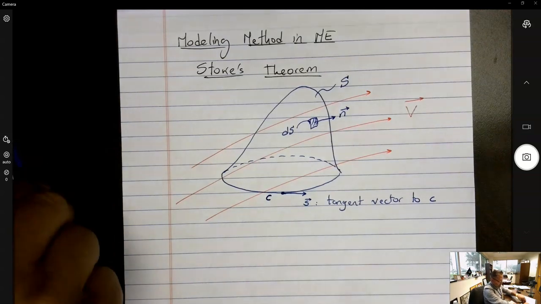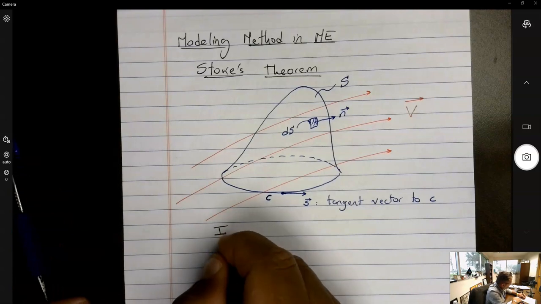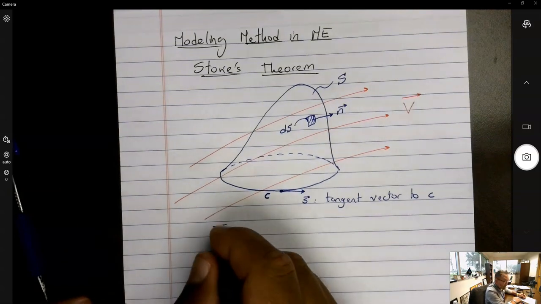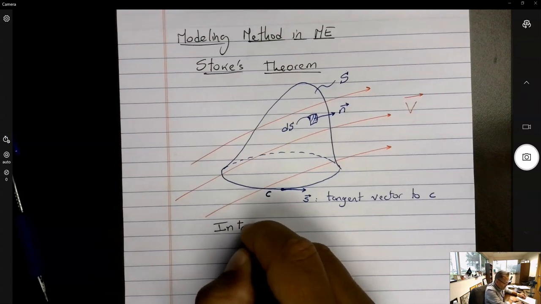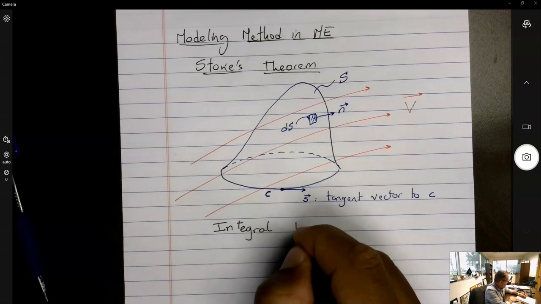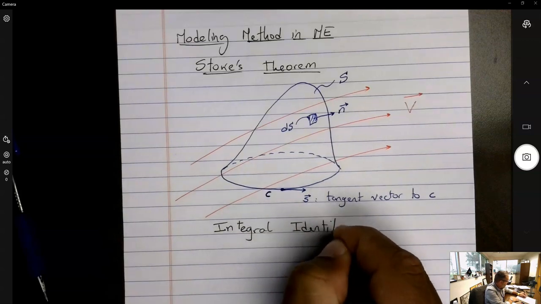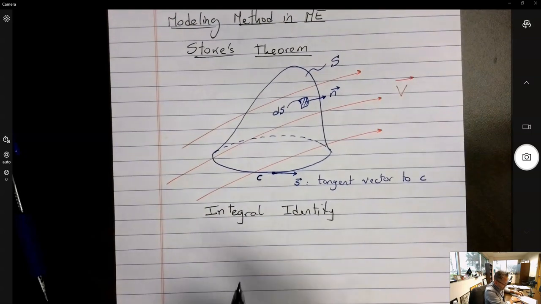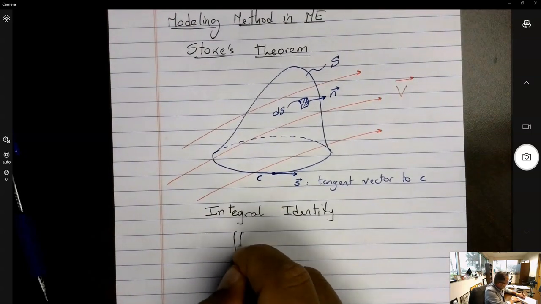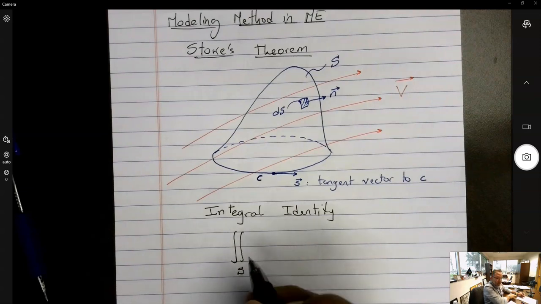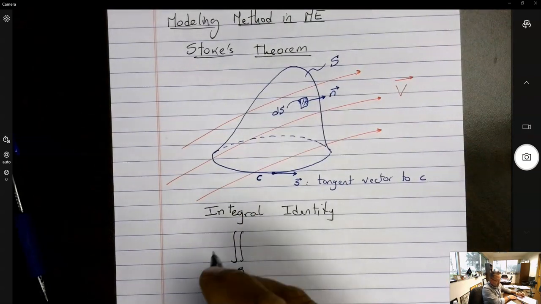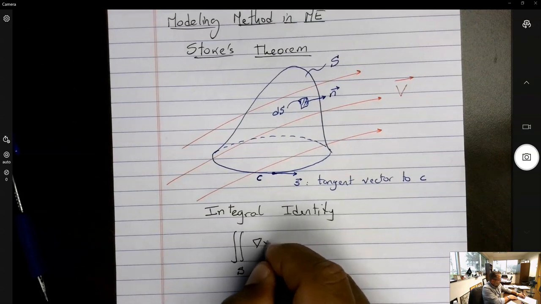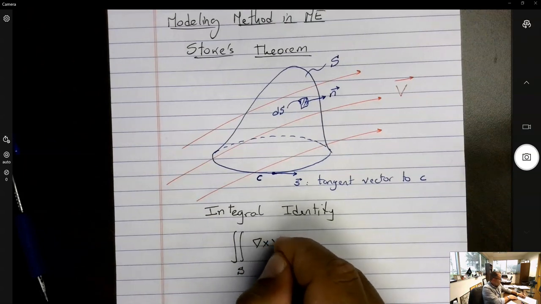So this integral identity, and I'm not going to go through the demonstration of how we end up with it like I did for the Gauss divergence theorem, but it's through a similar process. The integral identity of the Stokes theorem indicates that the integral over the surface S, and remember this is not a closed surface integral, it's just a surface integral over this open surface, that's why there's no circle on this integral symbol, of the curl of V.